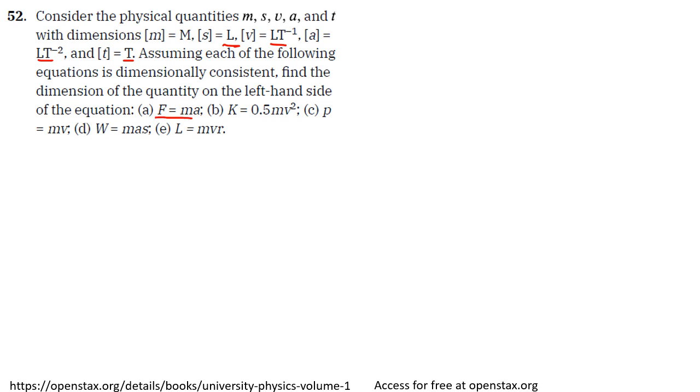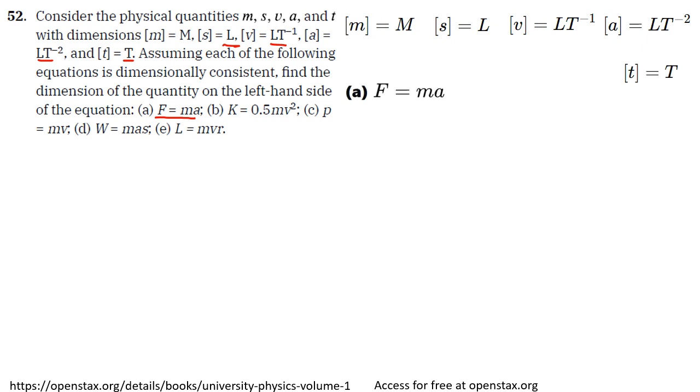Look at this equation. Force is mass into acceleration, and we need to find out the dimension of F. The given dimensions are, in square brackets: the dimension of mass is capital M, the distance traveled or displacement is L, velocity is LT raised to minus 1, acceleration is LT raised to minus 2, and time is capital T.